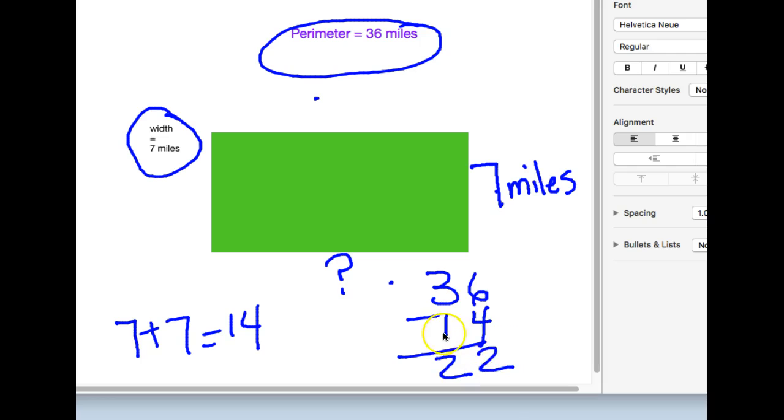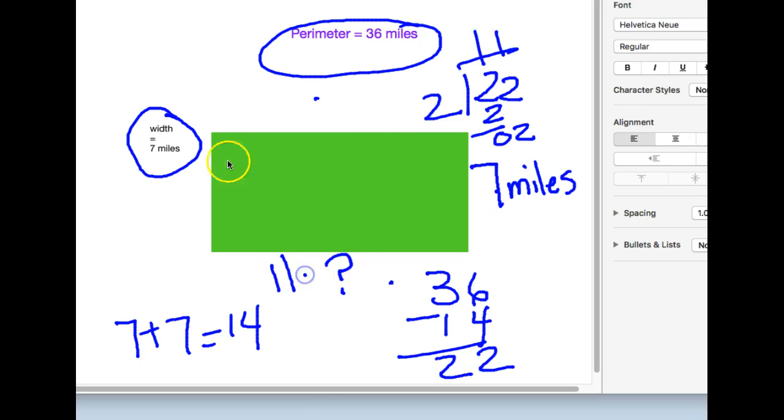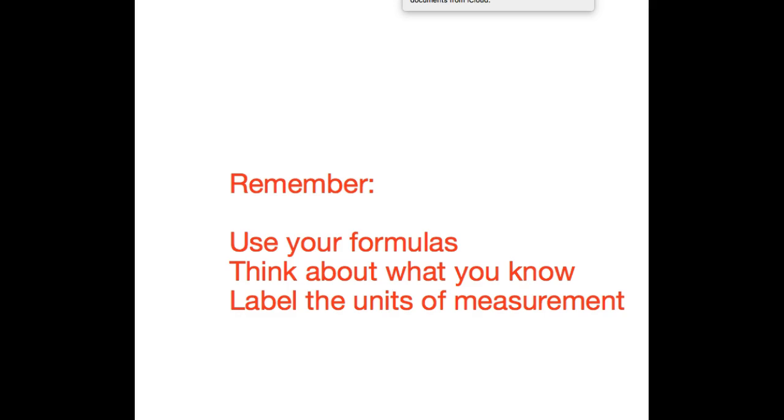But that 22 represents both lengths together, and we need to determine each length. Simply divide 22 by 2, and the quotient is 11. The length of one side is 11 miles. Use your formulas, think about what you know, and finally, do not forget to label the unit of measurement.